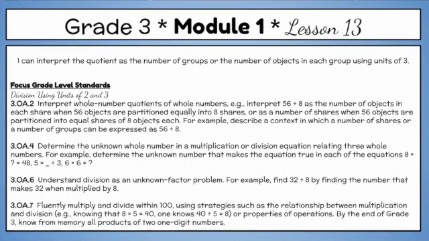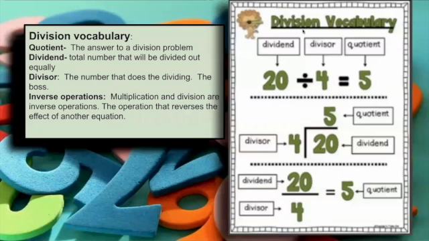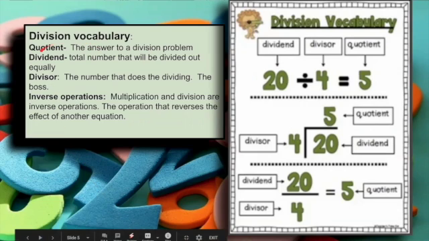Okay, we're back with grade 3, module 1, lesson 13. And the learning target is I can interpret the quotient as the number of groups or the number of objects in each group using units of 3. Remember to continue to practice your skip counting, and I wanted to do a quick review on our division vocabulary.